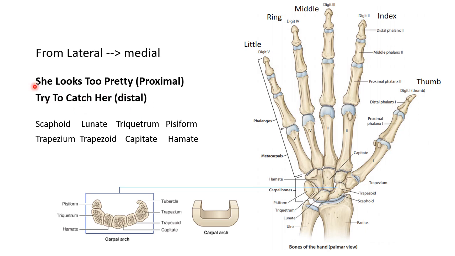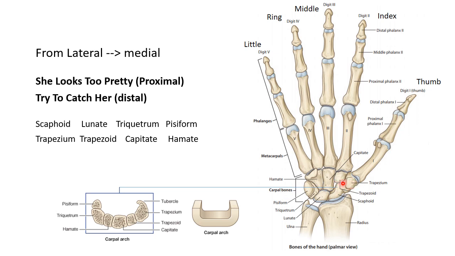So, she looks too pretty: S for the scaphoid from lateral to medial, this is the proximal row, L for the lunate, T for triquetrum, P for pisiform. Try to catch her, this is trapezium, trapezoid, capitate and hamate. Just to remember.